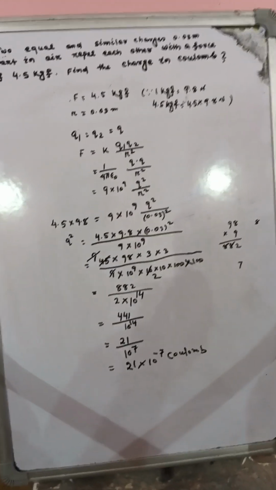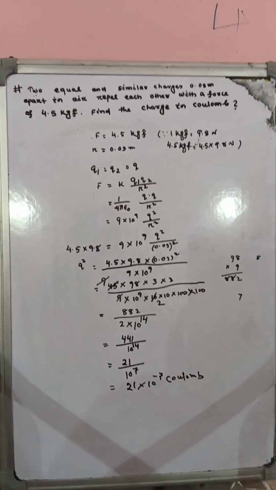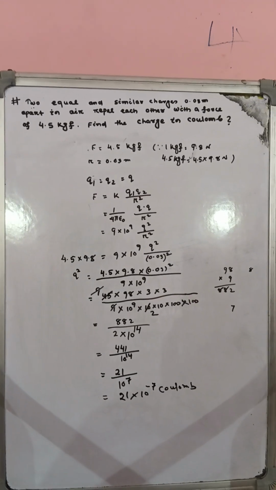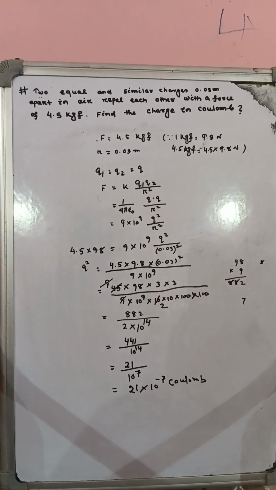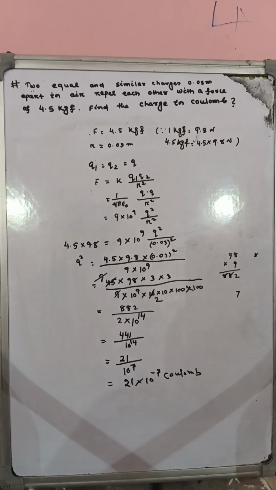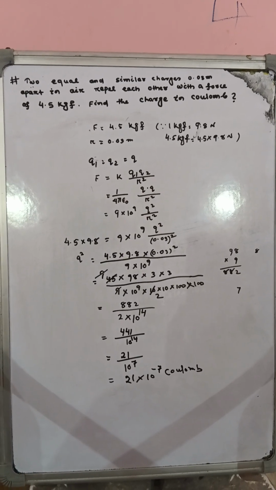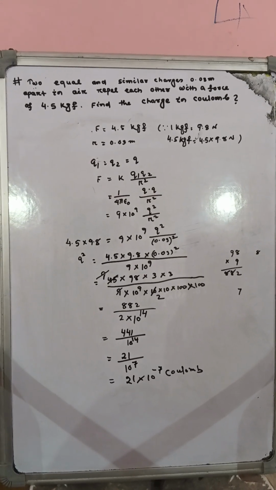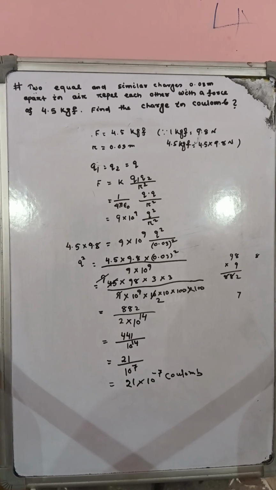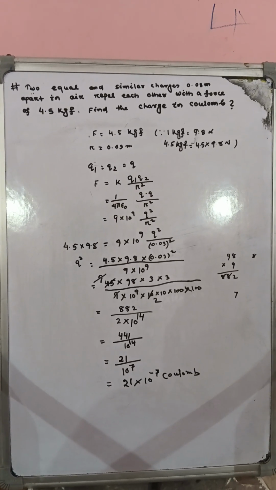This will be the answer. Two equal and similar charges 0.03 meter apart in air repel each other with a force of 4.5 kgf. Find the charge in coulomb, that is 21 into 10 to the power minus 7 coulomb will be the answer.